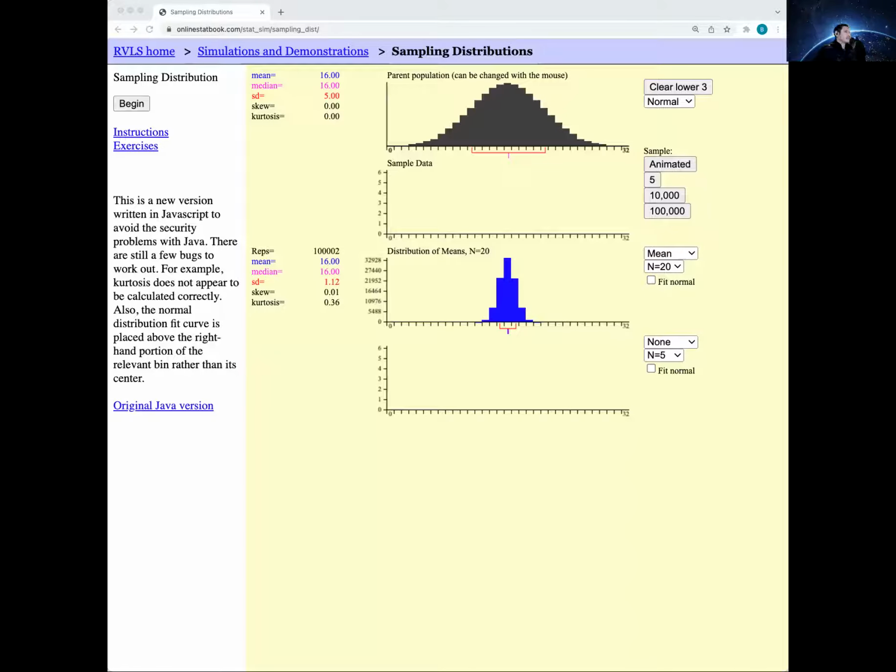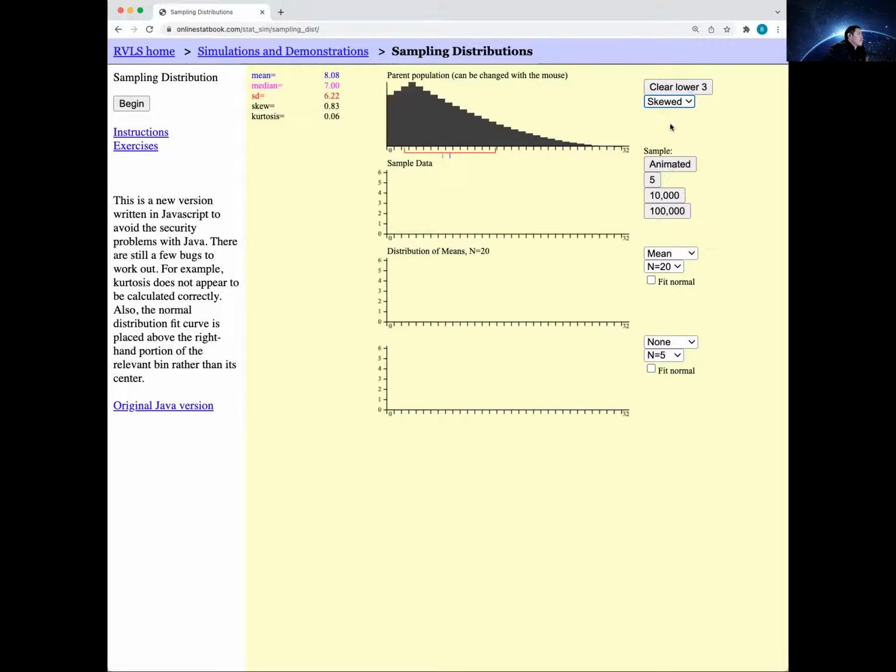All right, so now we're going to see what happens when we have population distributions that aren't normal, because in real life most population distributions aren't going to be normal. So we're going to go back to this applet to build some intuition of what happens. So we're going to change the shape to, let's say, skewed. Let's do this. And well, my mouse is lagging.